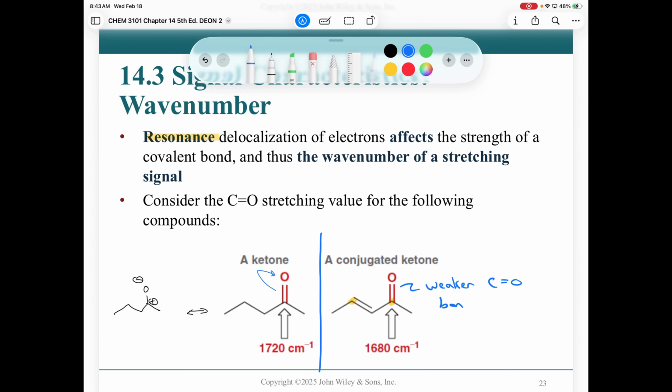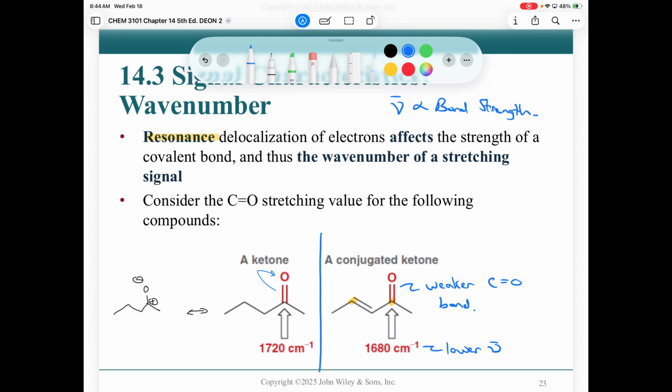C=O bond. And we know that wave number is proportional to bond strength. Again, I'm writing this down for like the 10th time. What do you notice? It absorbs at a lower wave number, 1680 reciprocal centimeters, as opposed to 1720. So what's the effect of conjugation? What does it do to our wave number? Does it bring it up or down? If we have more resonance forms, is it going to make it stronger or weaker?